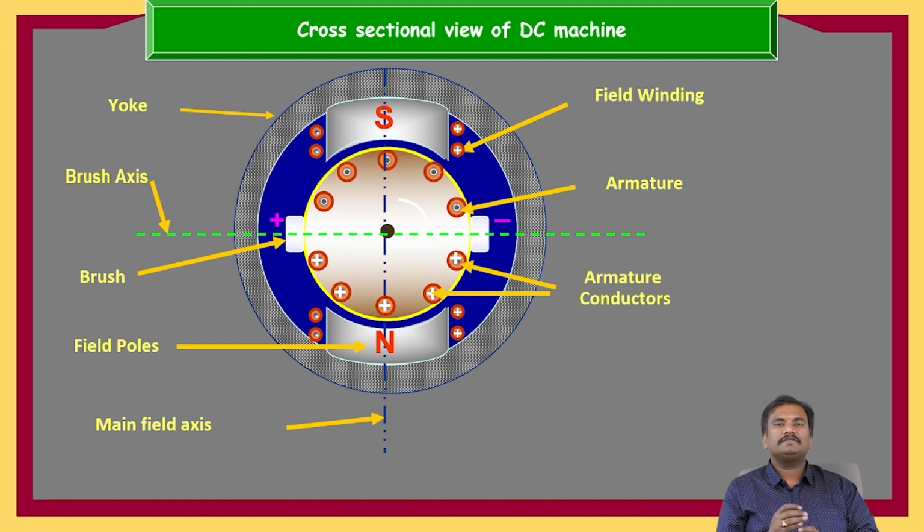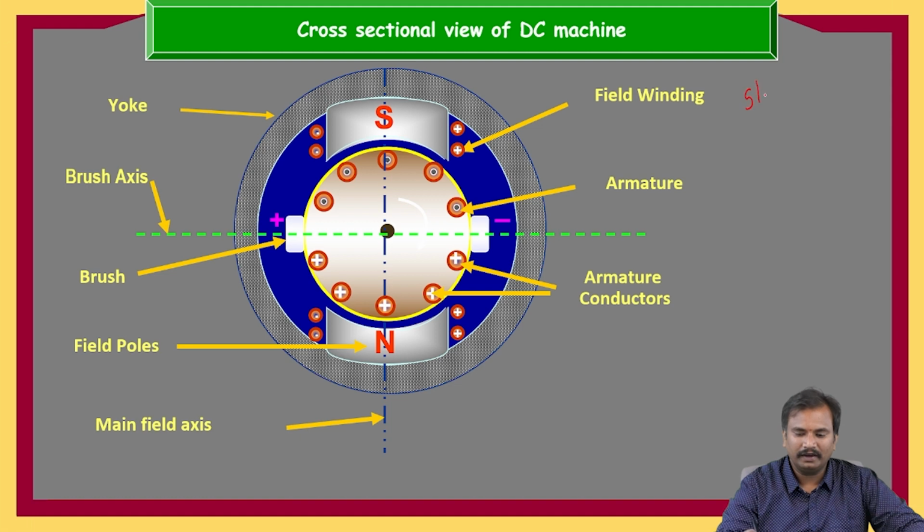Here in DC machines, for both generators and motors, the construction is the same. The only difference is how it is going to operate. So this is the basic constructional view of a DC machine. In the DC machine, majorly we are going to have one stator, and another one is the rotor.